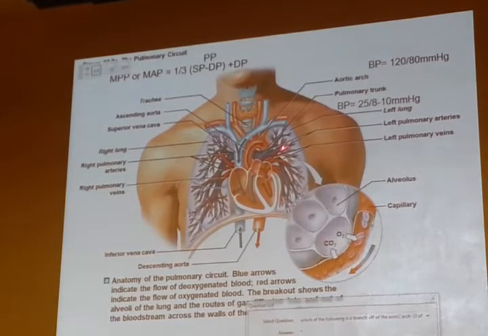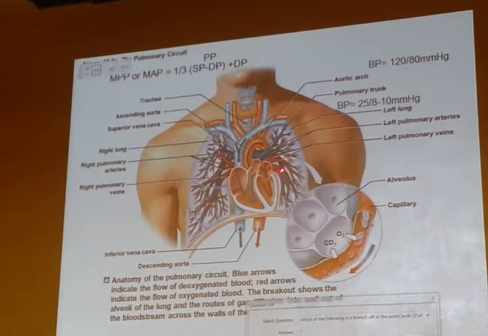So the arteries have to enter and the veins have to exit at this opening in the lungs called the hilus.